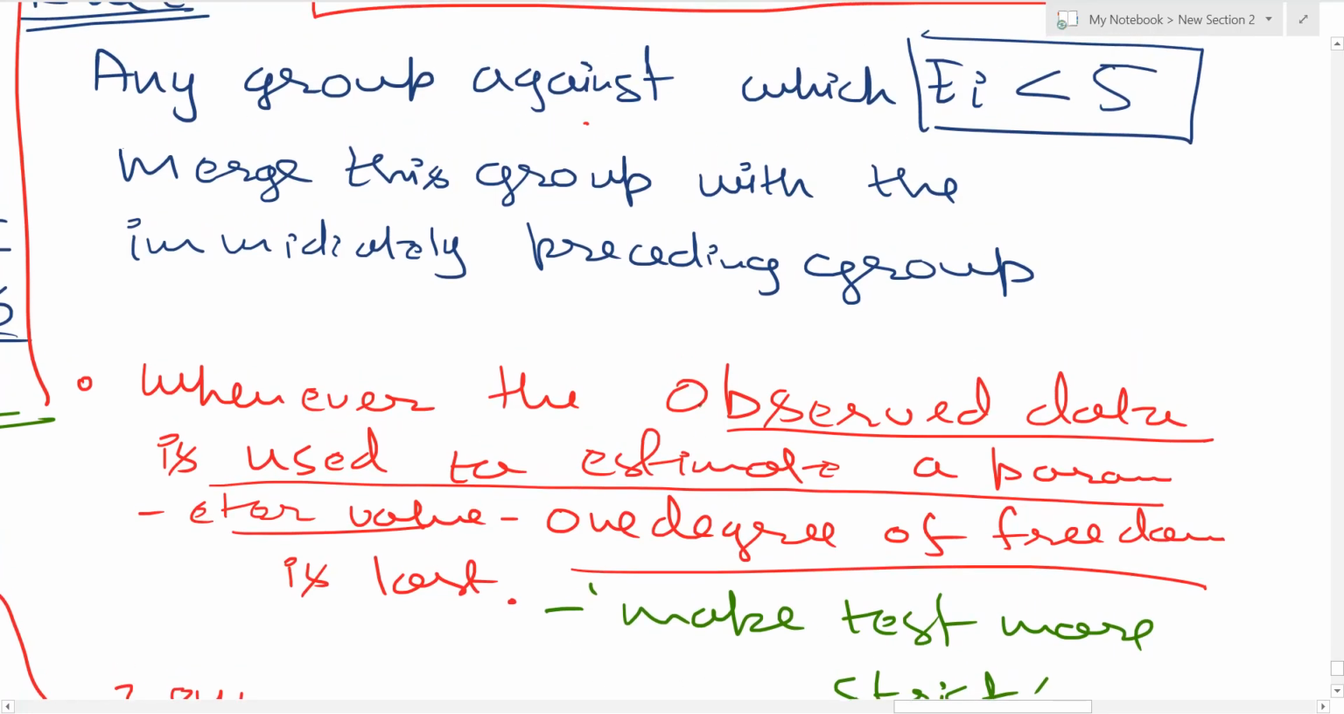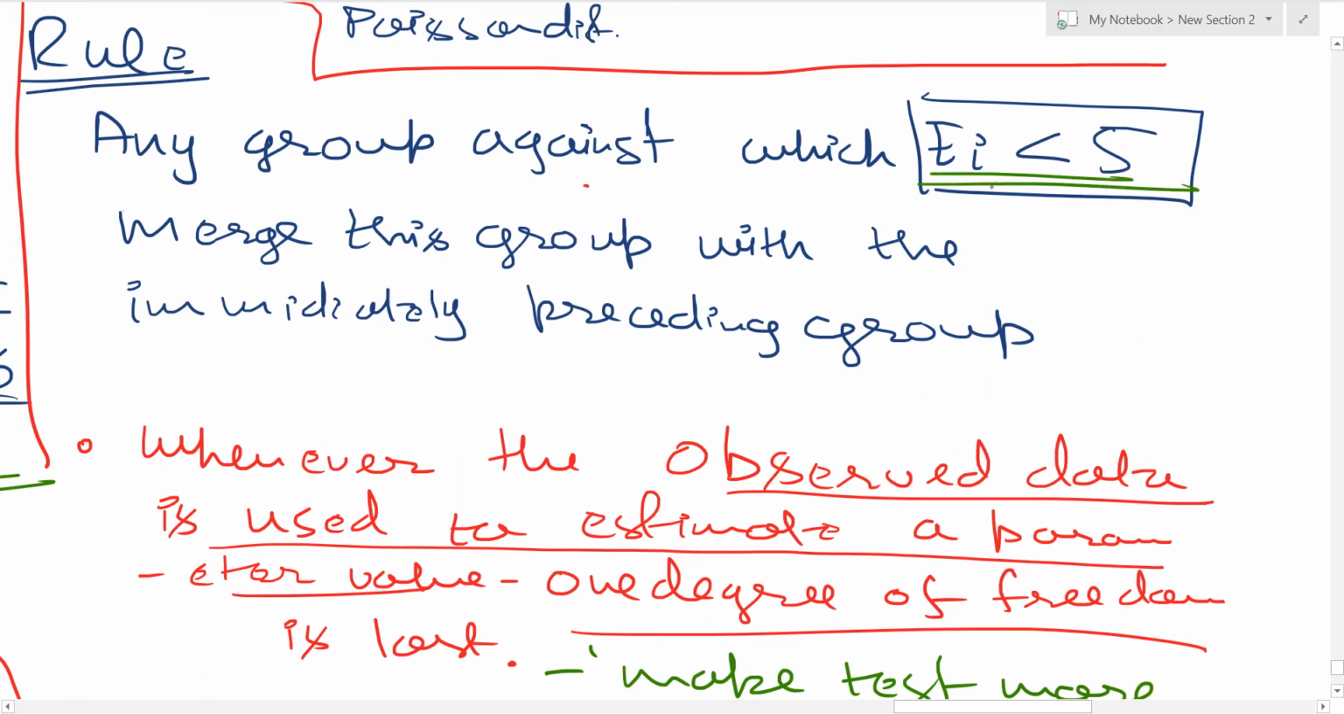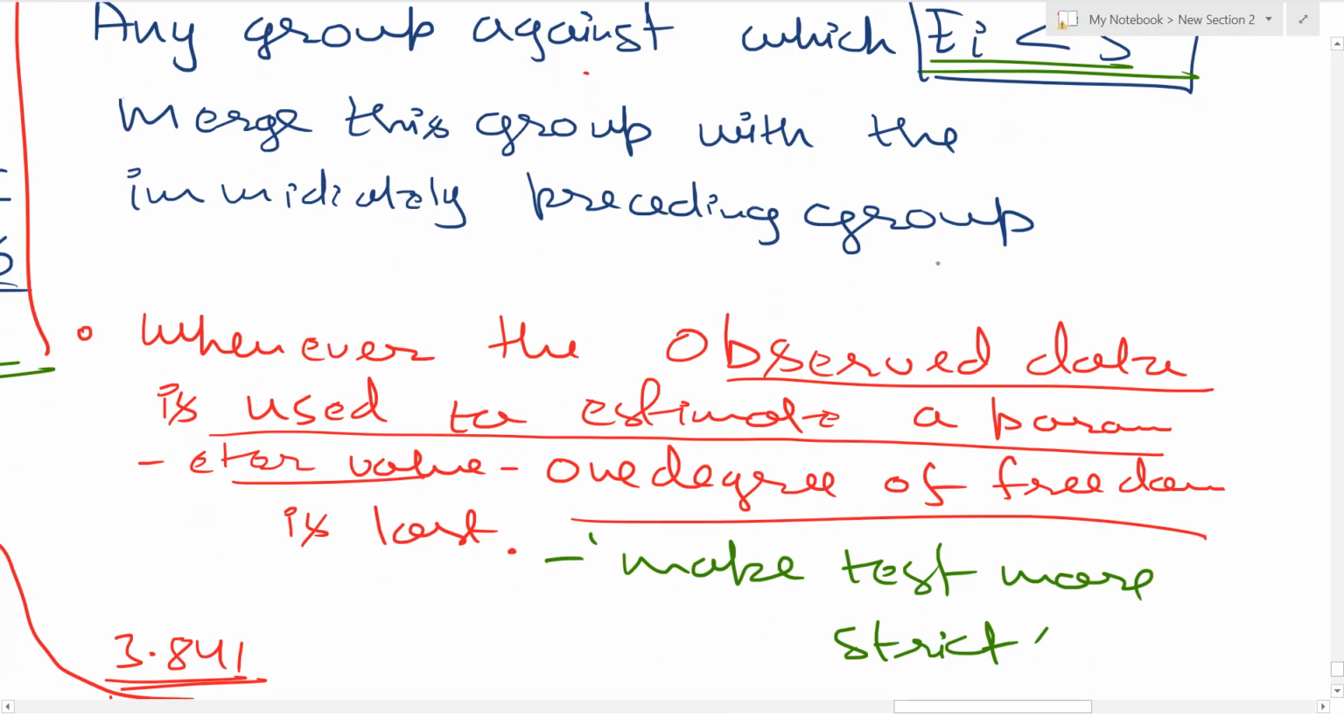But remember these two rules. Whenever there is a group with expected frequency E_i less than 5, you have to merge that group with the group preceding it. And also, whenever the observed data is used to estimate a parameter, 1 degree of freedom is lost. If the observed data is used to estimate 2 parameters, 2 degrees of freedom will be lost, and so on and so forth. This is just a way to make the test more strict.